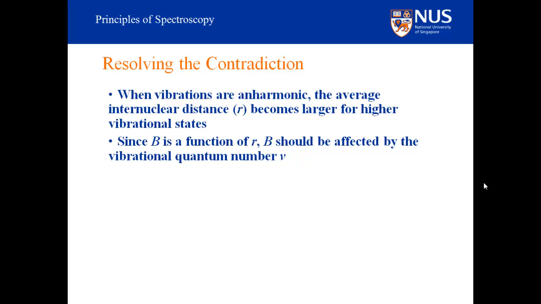From our study of rotational spectra, we know how the bond length affects the rotational constant. The rotational constant is inversely proportional to the moment of inertia, which is itself proportional to the square of the bond length. Therefore, the rotational constant is inversely proportional to the bond length squared. If the bond length is getting larger, the rotational constant is getting smaller. So the rotational constant for a molecule in the V=1 state will be smaller than that for a molecule in the V=0 state.